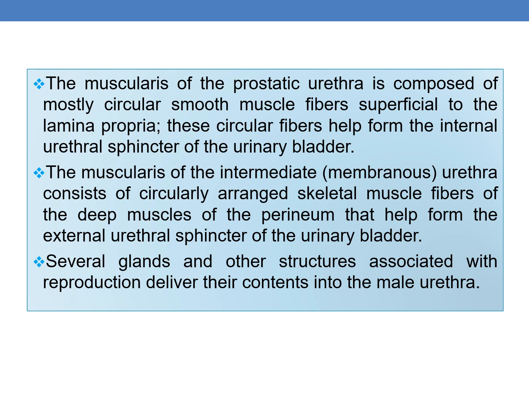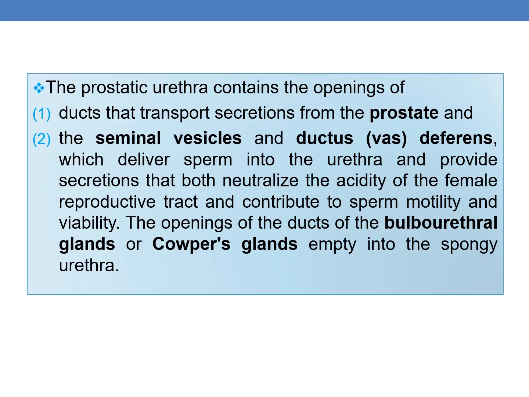Several glands and other structures associated with reproduction deliver their contents into the male urethra. The prostatic urethra contains the openings of ducts that transport secretions from the prostate and the seminal vesicles, and the ductus deferens or vas deferens that deliver the sperm into the urethra and provide secretions that both neutralize the acidity of the female reproductive tract and contribute to sperm motility and viability.